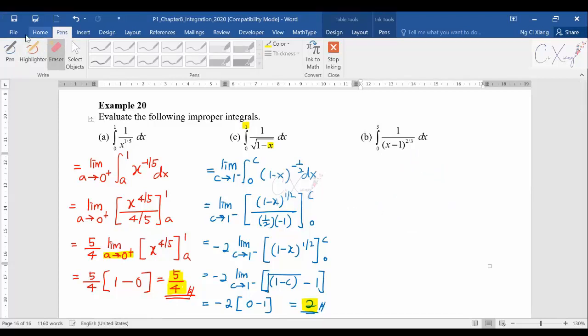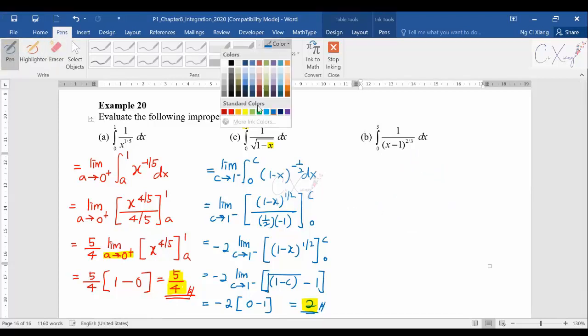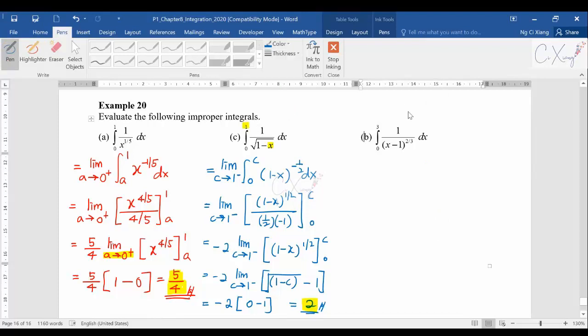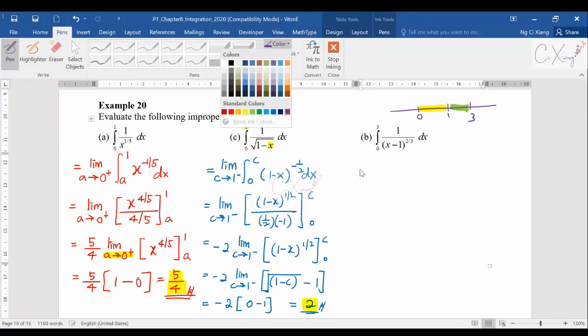This is a bit troublesome, because as I told you just now, the undefined value is at 1, correct or not? Therefore, you need to split this integration into two parts. The first part is from 0 until 1, from the left-hand side of 1, and the second part is from 1 until 3. Because if you put in the 1, it is undefined, so you cannot write it out like that. You have to split it out. So how to split it up?